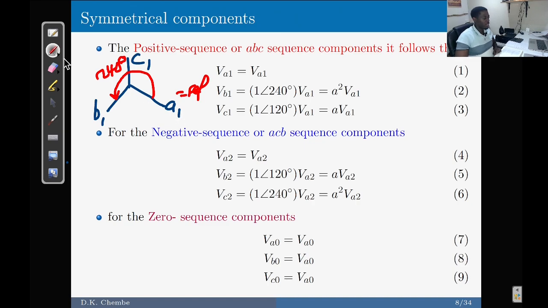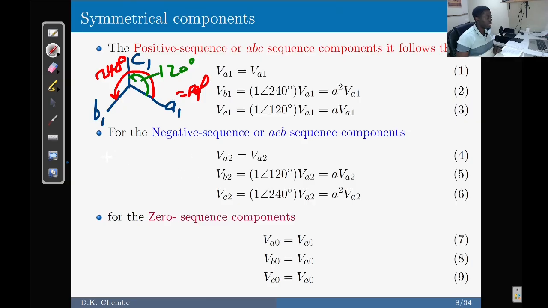But when we look at C, we've got 120 degrees from phasor A to C1. So this is what we get here. And we can represent the angle 120 degrees by the letter a. I will explain later on what this is in the next slide.